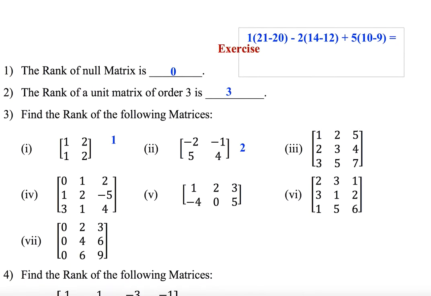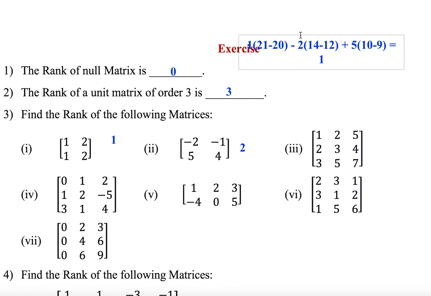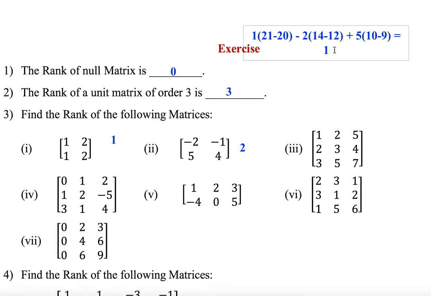Sorry, 21 minus 20 is 1. Minus 2 into 14 minus 12, 2 into 2 is 4. 5 into 1 is 5, so plus 5, from 10 minus 9. So 1 minus 4 plus 5 equals 2. So the determinant is not 0.